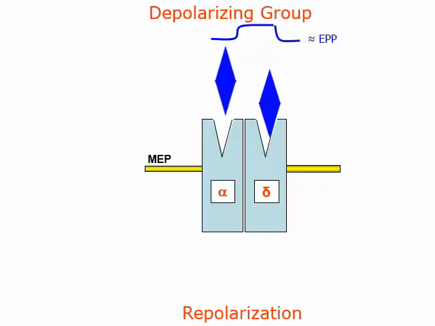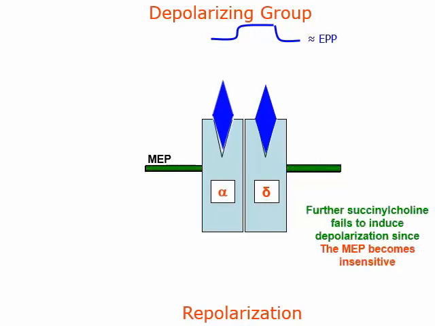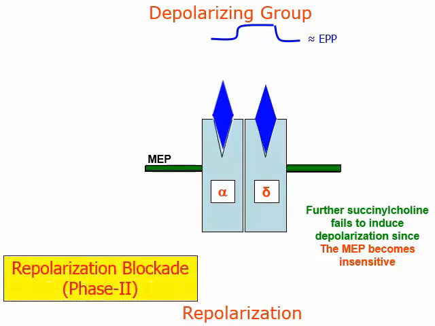If the NM receptors are further exposed to excess succinylcholine, it can still bind to the acetylcholine binding site. However, it fails to stimulate the receptors, as if the receptors are in a refractory period. They are no more sensitive to acetylcholine, despite full repolarization. This is called repolarization blockade, or phase 2.